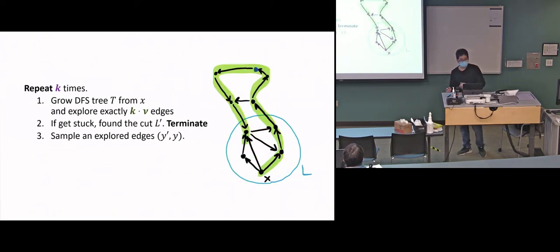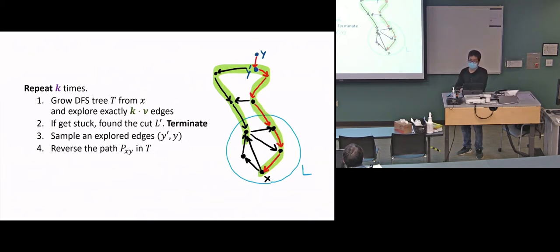But if we don't get stuck, then sample an edge among the ones that we have explored and reverse the path from X to Y. And that's it. So if you just repeat this k times, if in one of the iterations you get stuck, you return a set. Otherwise, just terminate with no cut and declare that such L doesn't exist.